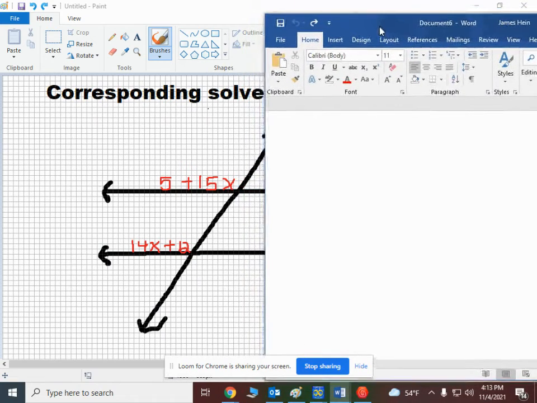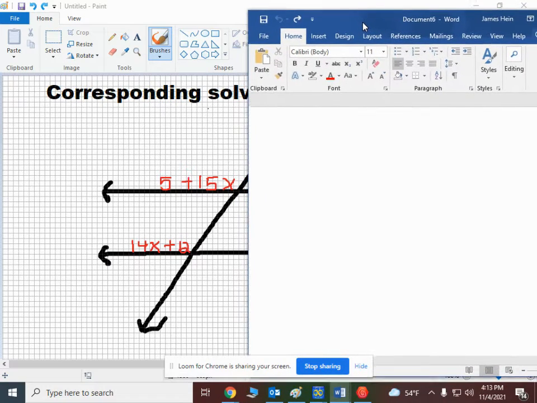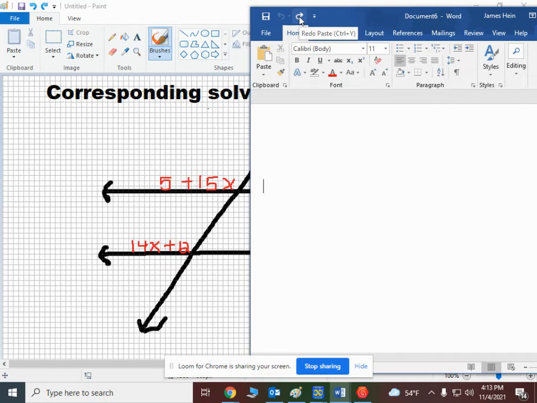And so what we'll do, we'll solve for x first. I'm going to put up a Word document, and what I do is I make 5 plus 15x equal 14x plus 12. Now, I want to isolate x. I want x to be all by itself on the equal sign.